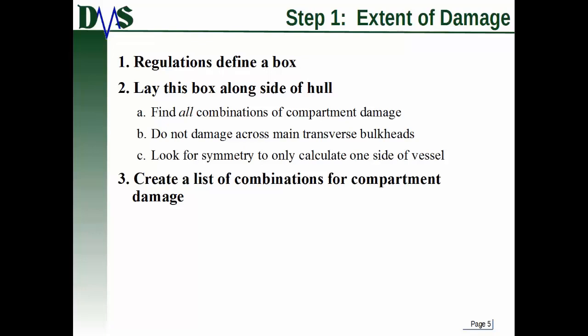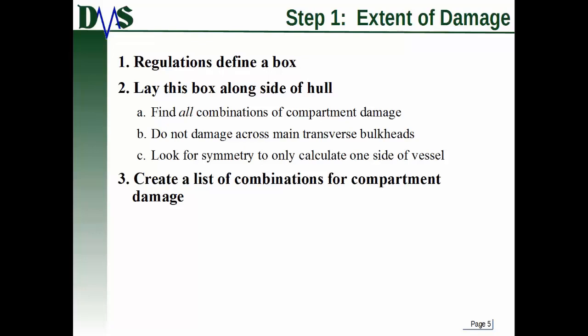What you're really trying to do is find any possible scenarios that create uneven weight distribution and uneven buoyancy distributions. There are a couple of caveats to that. Normally you do not damage across your main transverse bulkheads. If you're a passenger vessel, you often do. So that's one of those areas that depends on the regulations, and you have to read pretty carefully there. The other catch that usually helps reduce your effort is to look for symmetry. If your tanks and compartments are all perfectly symmetrical on both sides of the ship, then you only have to damage one side, because you know the other side will behave the same way.